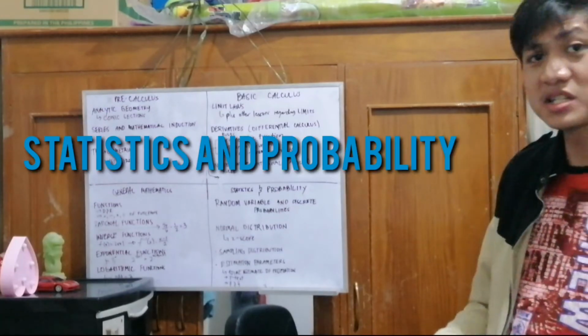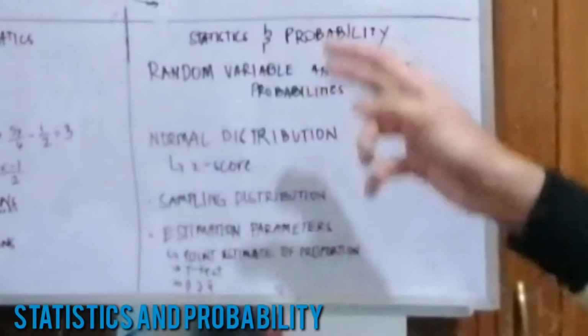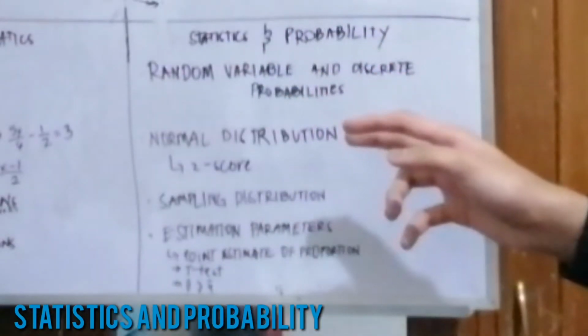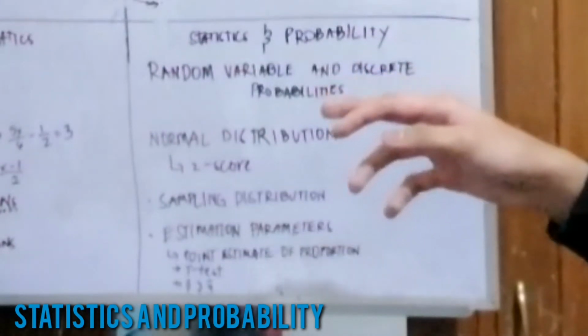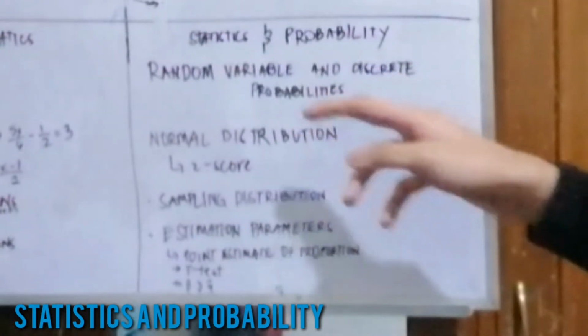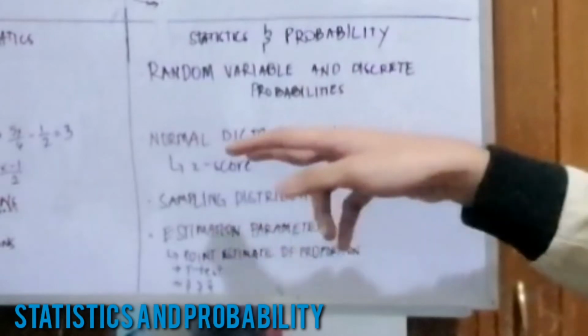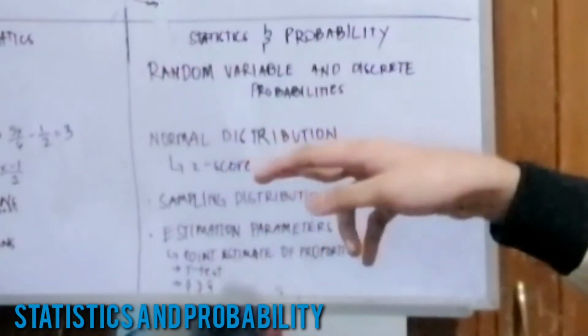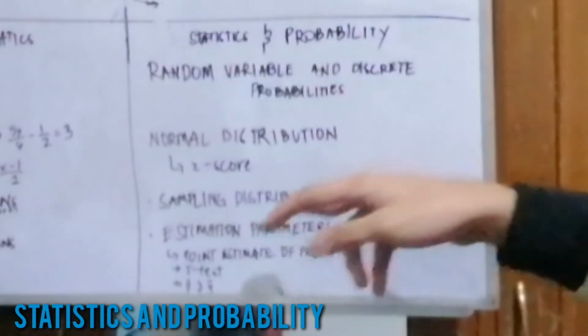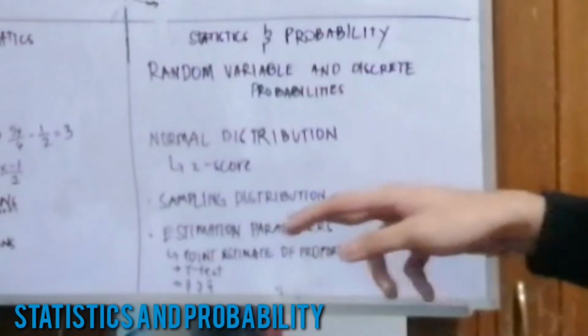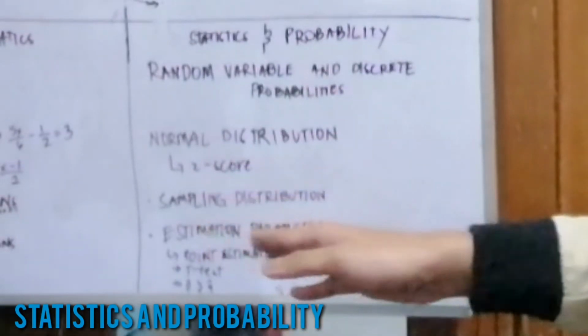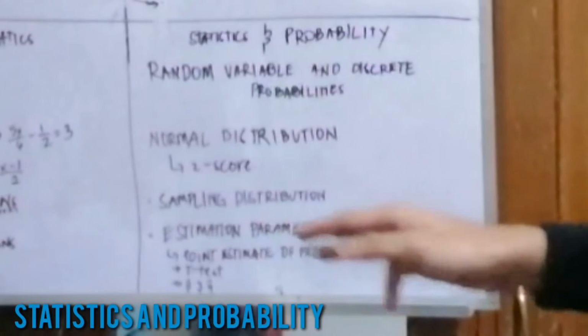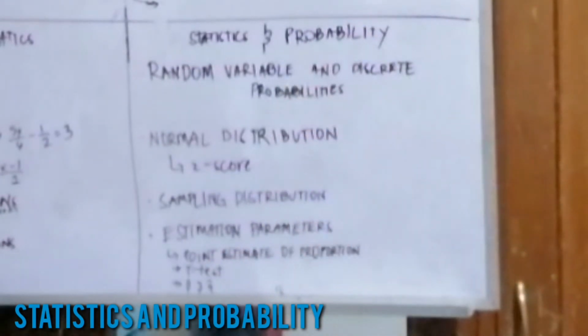Alright, now for statistics and probability, we're going to have here the random variable and discrete probabilities, wherein we're going to find the mean and the standard deviation. And then the normal distribution, wherein we're always going to talk about the z-score. And then the sampling distribution, then estimation of parameters, wherein we're going to tackle the point estimate of proportions, then the t-test, and the p-hat and the q-hat.